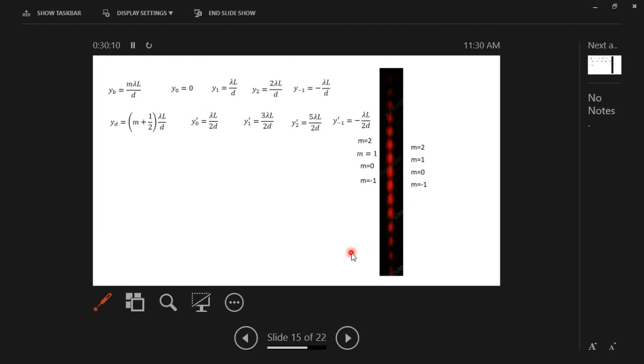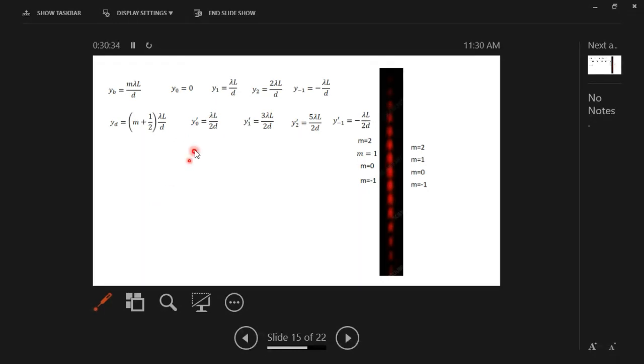So this is how you label these bright and dark fringes by m's, and then once you have m for a bright fringe, you can use this equation to find its location, and if you have m for a dark fringe, you can use this equation to find its position.